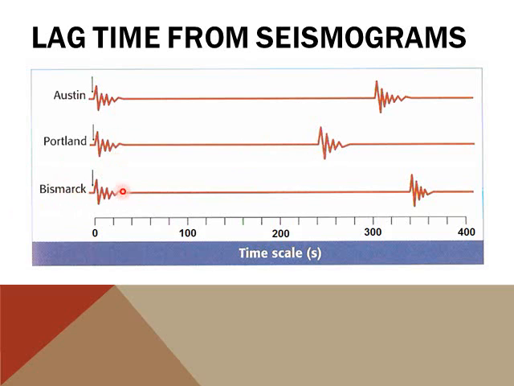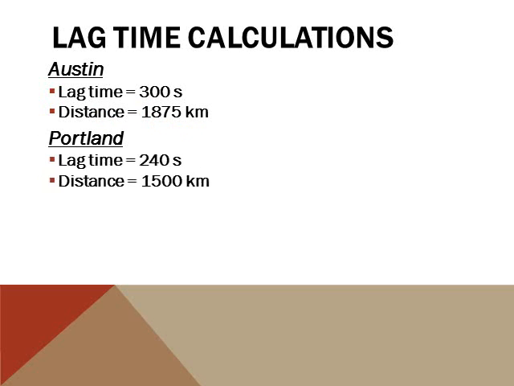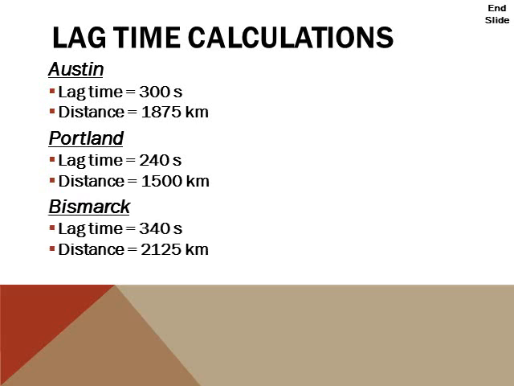Bismarck's going to be the furthest away because the lag time is much greater for those. So in looking at the lag time for each one of these, we see that Austin has a lag time of 300 seconds. Now, in our packet, we have a graph that says that 300 seconds gives us a distance to the epicenter of 1,875 kilometers. For Portland, the lag time is 240 seconds, which the chart gives us 1,500 kilometers. And then for Bismarck, it's 340 seconds, which the chart gives us 2,125 kilometers between Bismarck and wherever that epicenter is.